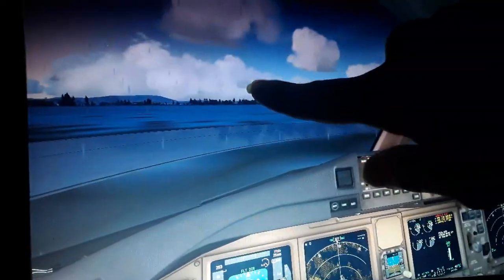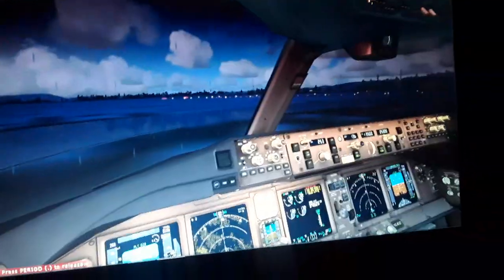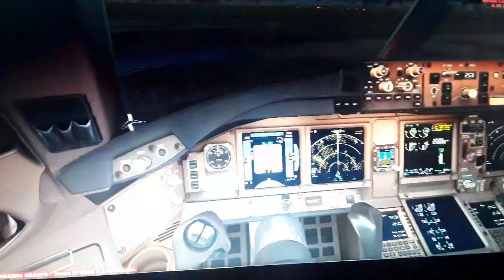So we're gonna have the other aircraft flying in front of us. We have the beacon here. You can see the blinking. So we can see the aircraft coming in. We need a couple more minutes for that.